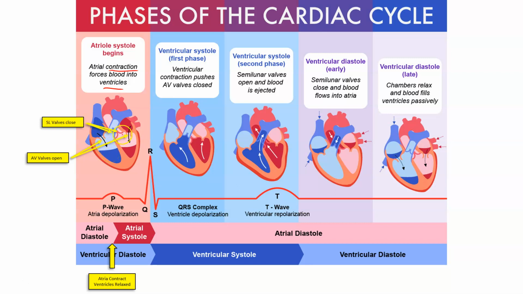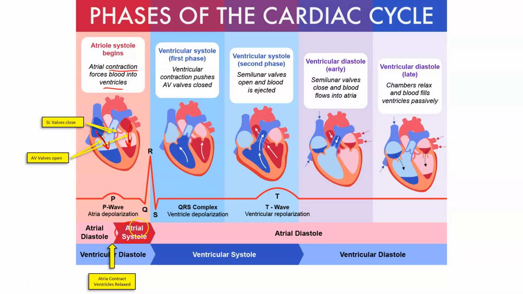So these AV valves, the atrioventricular valves, have to open, which allows the atria to contract and force the blood into the ventricles. While these AV valves are open, the SL valves are closed because we just want the blood to go from the atria to the ventricles, not be forced all the way up the arteries. So these AV valves open, the atria contract, it forces the blood into the ventricles. That is atrial systole, atrial contraction.